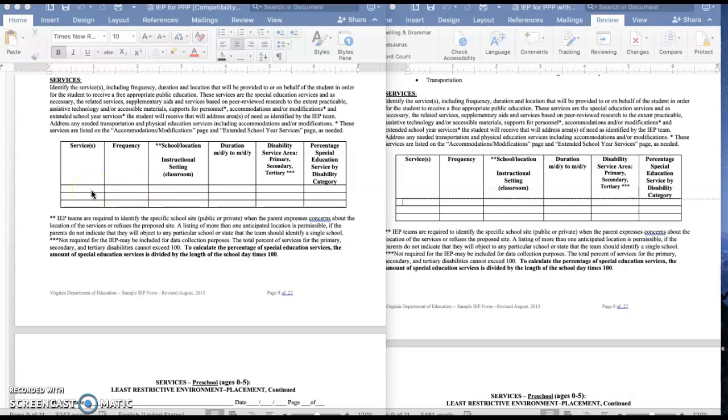Now, you would also write your related services. So if your case study child needs speech therapy, you would write speech therapy. If they need physical therapy, you can write physical therapy or PT. And if they need OT, you can write occupational therapy or OT. How much do they need it? How much do they need it to access the curriculum?